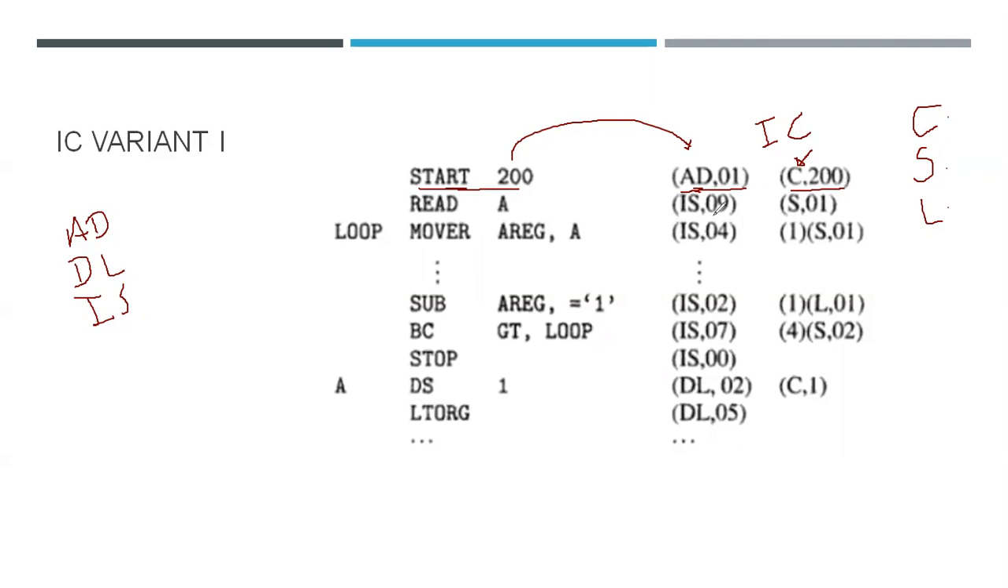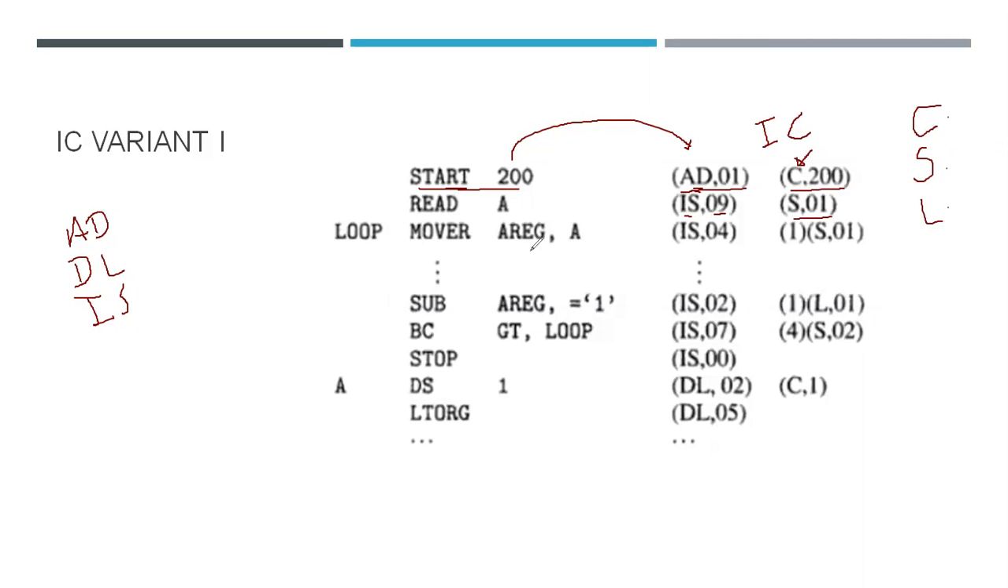The second instruction is READ A. We know read is an imperative statement which has opcode 09. So IS, 09 is read. This is the intermediate code, and A is a symbol, which is encountered for the first time in this program and loaded in the symbol table at the first location. So S, 01.